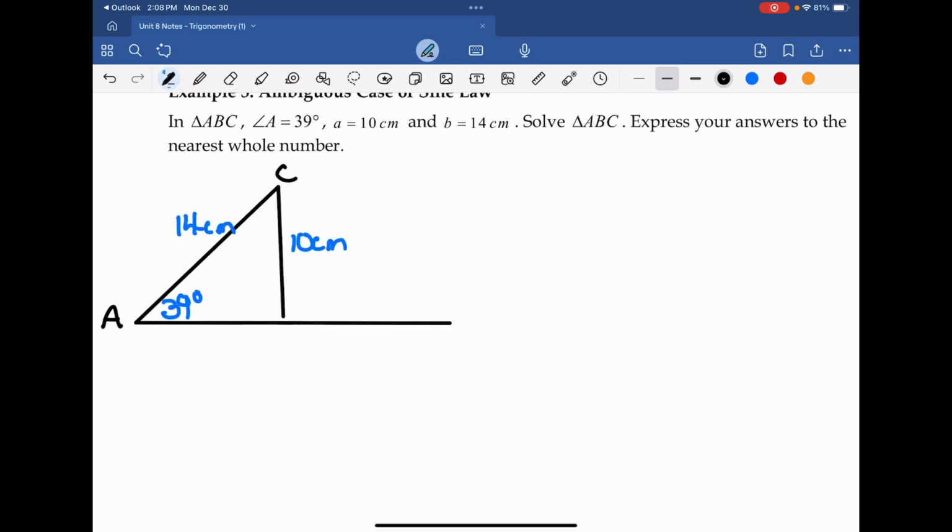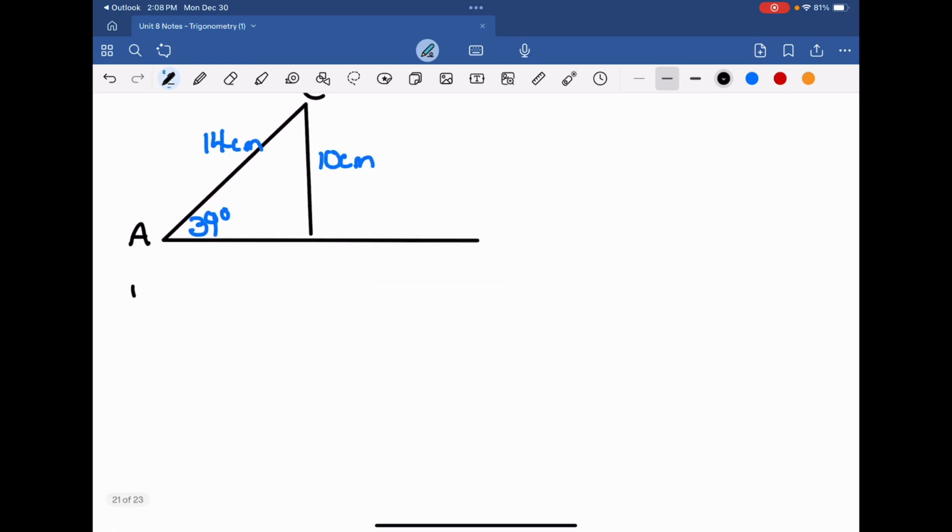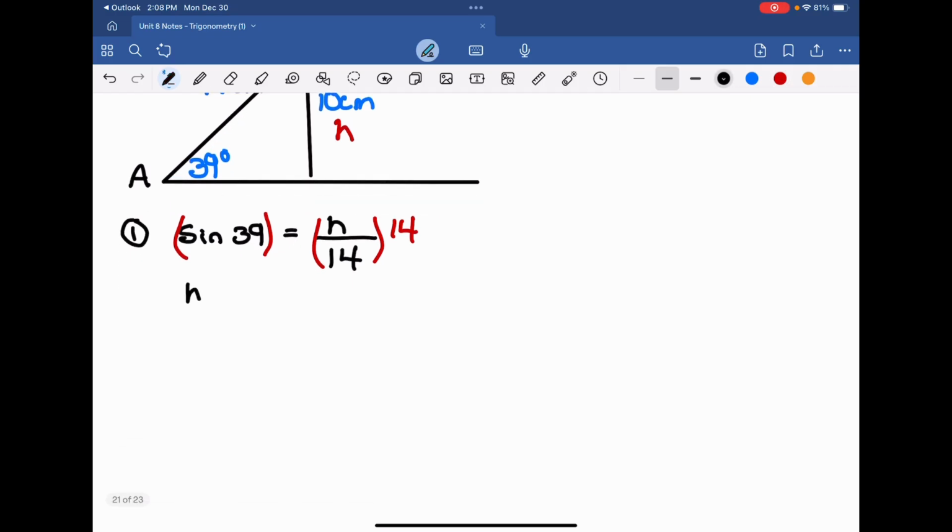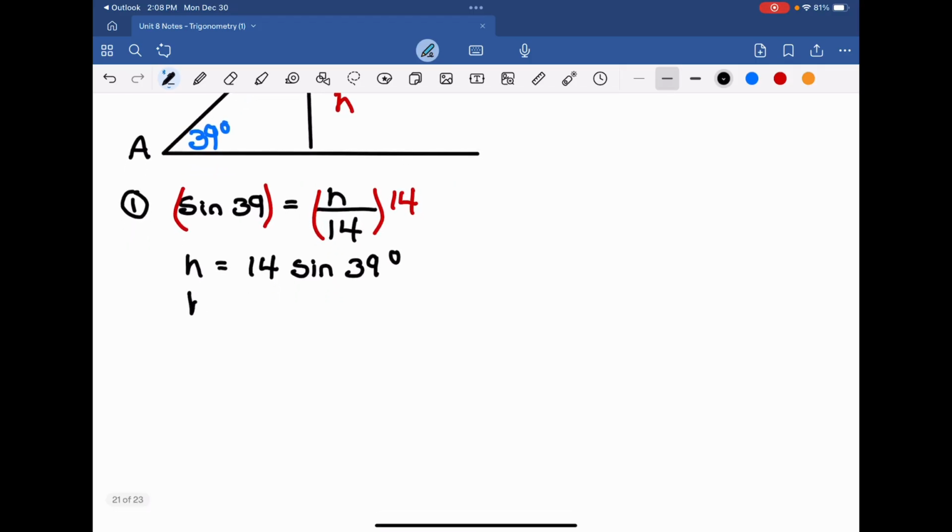So we have to figure that out. In step number one, you always want to do your quick theoretical test. We take the sine of 39, which is equal to the height that we're trying to figure out, the height divided by the 14. We're trying to figure out if this height is less or greater. We multiply both sides by 14, and we get that the height is equal to 14 times sine of 39 degrees. And in this situation, we end up getting the height is 8.81 centimeters.